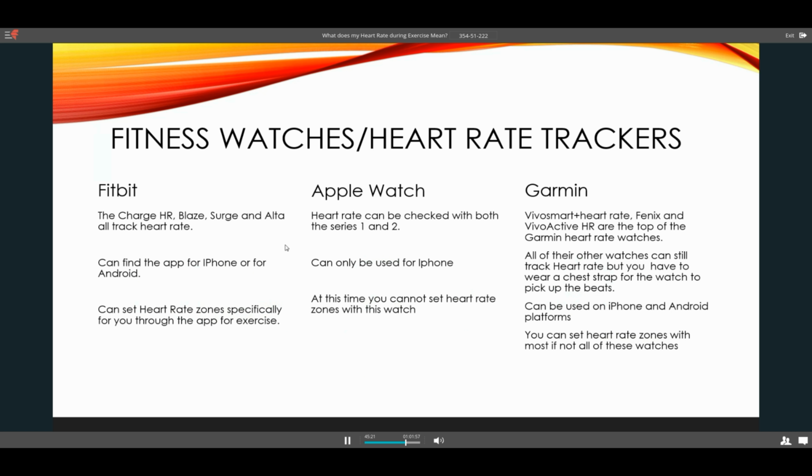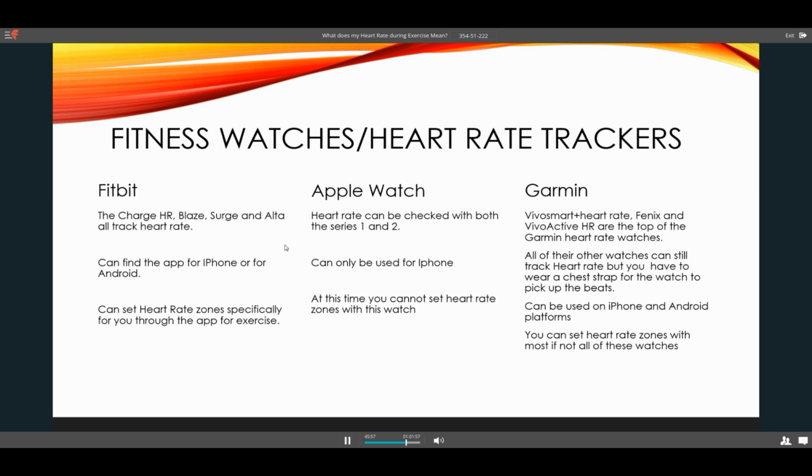Now, they each have different functionalities as well. So if you're thinking about getting one, let me just give you a quick breakdown of what each one is capable of. I myself have a Fitbit Blaze. You can actually set heart rate zones specifically through the app. So if you tested with us and you want to import those heart rate zones, you certainly have the option to do that in the app. And it'll also work for the iPhone and the Android platform. Apple Watch as well.